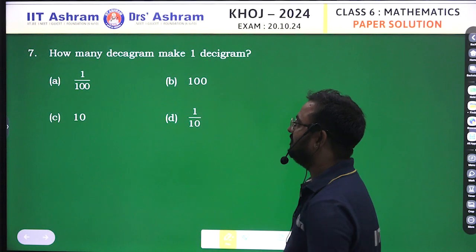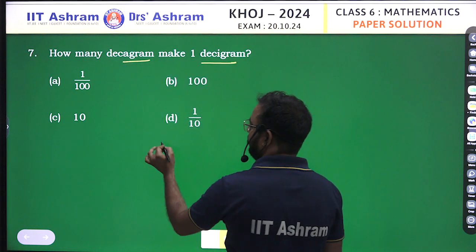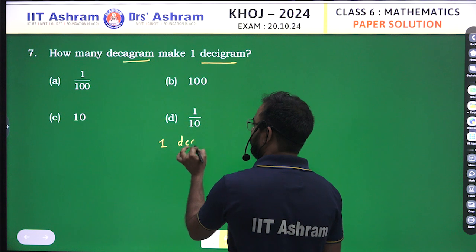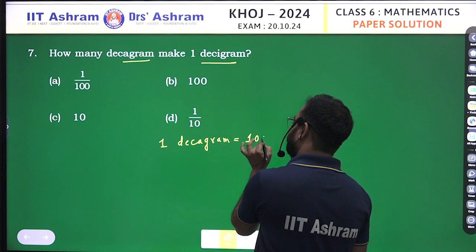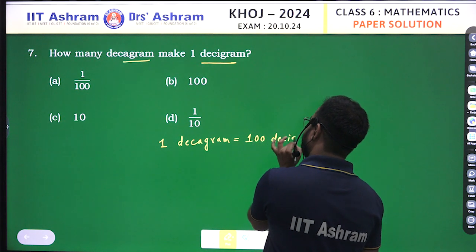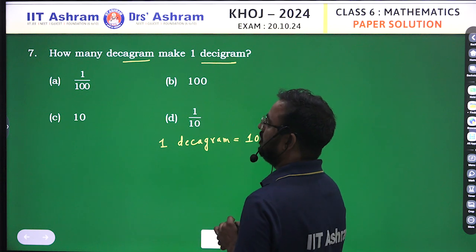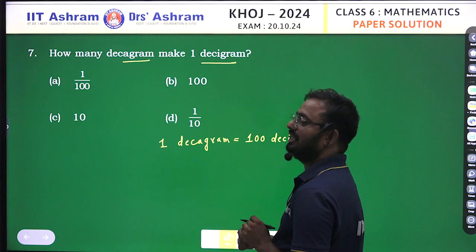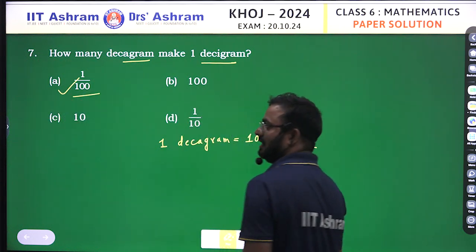Next, question number 7. How many decagram is equal to 1 decigram? 1 decagram is equal to 100 decigram. How many decagram make 1 decigram? So 1 by 100, option number A is the right answer.